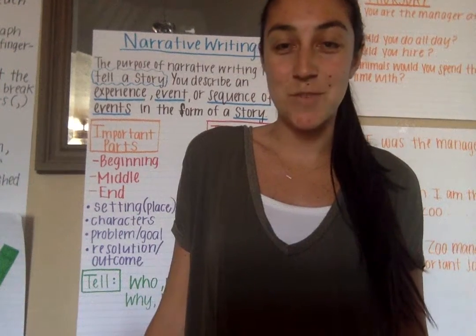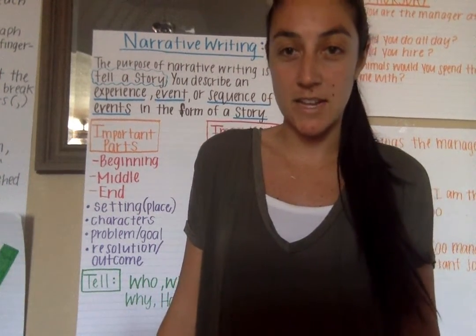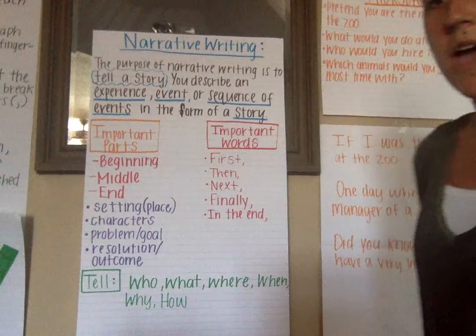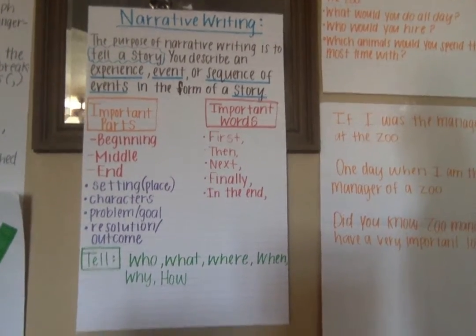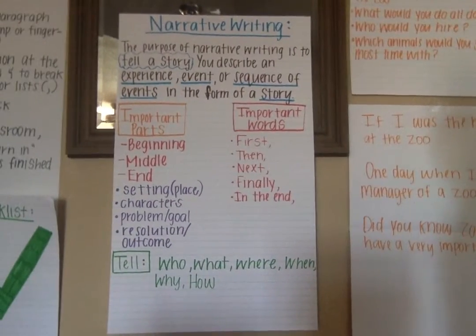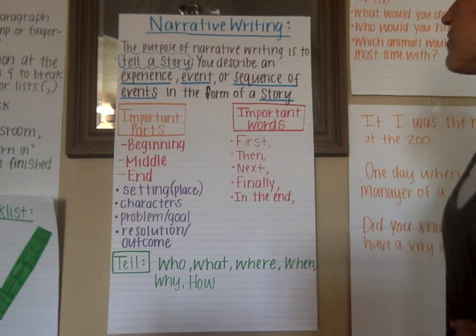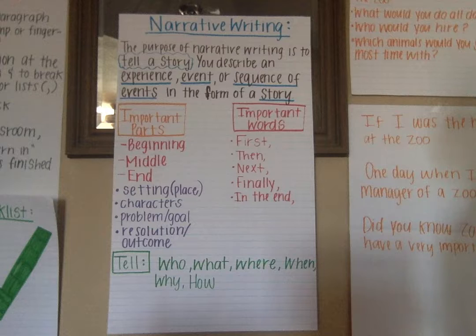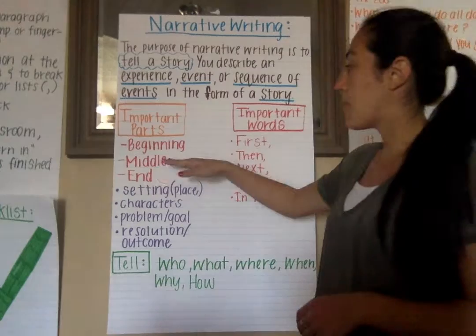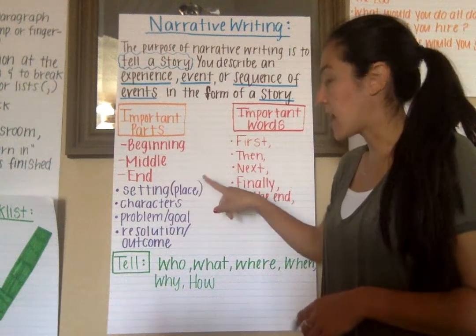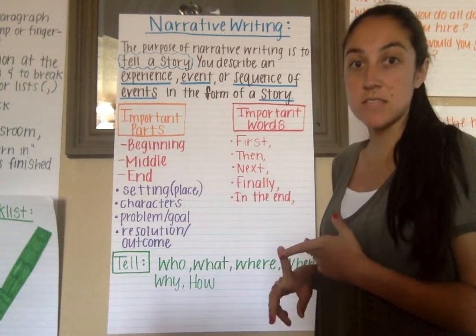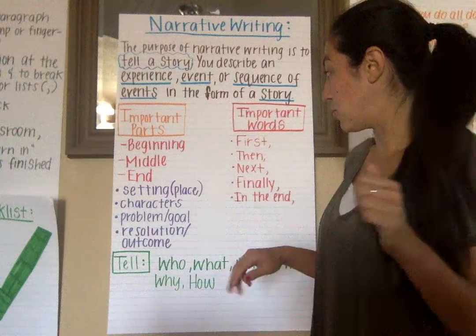Two more for this week, and then we'll move on to something a little bit different next week. So again, we'll just go over quickly narrative writing, our checklist, and then what we need to do for today's prompt. So again, narrative writing, the purpose of it is to tell a story, to describe an experience, an event, or a sequence of events in the form of a story. So it's really important that you have a beginning, a middle, and an end. Your setting, which is the place that it's going to take place. So today yours is going to take place at a zoo.